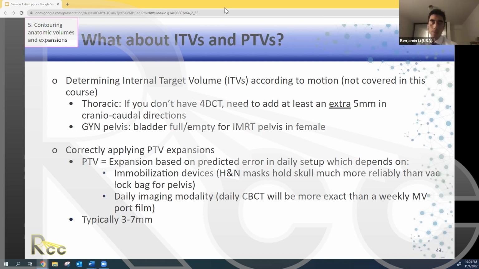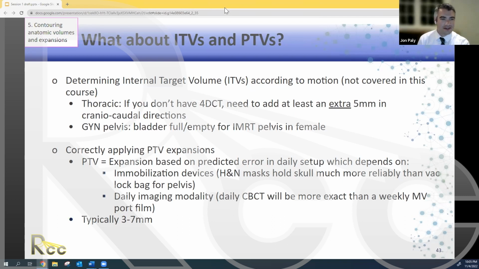Mm-hmm. And if you've taken simulation scans in both positions, then you have two tools to work with for bringing in prior imaging for registration and fusion to make sure that it's guiding you accurately. Good point, yes. Great. So moving on to planning target volume expansion.